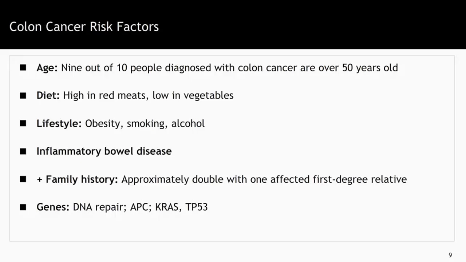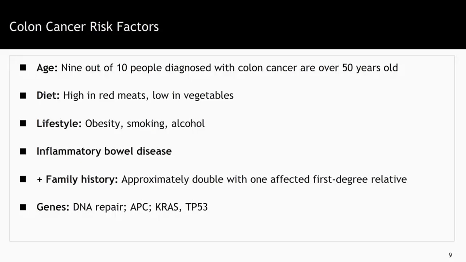If you have a positive family history, it's approximately double risk if you have one affected first-degree relative. So if you have a mother, a father, a sister, or a brother who has been diagnosed with colon cancer, your risk is double. There are also several genes that can be inherited that affect your risk of colon cancer.